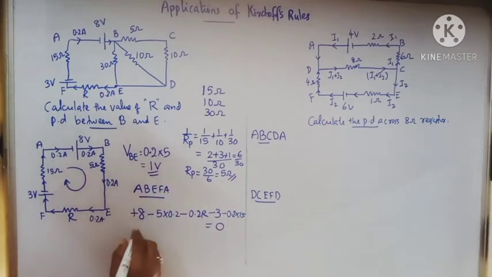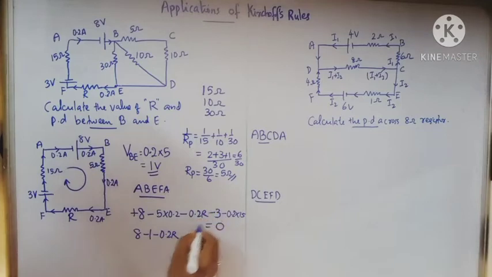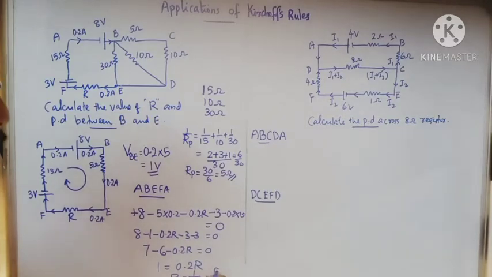How will you simplify this? 8 for 5 into 0.2 is 1, minus 1. Then we will take minus 0.2 R minus 3. 0.2 into 15 will be 3, that's minus 3, equal to 0. 8 minus 1 is 7, minus 3, minus 6... 7 minus 6, minus 0.2 R is equal to 0. Taking this to the right side, 7 minus 6 is 1. 1 is equal to 0.2 R. What is R? R is equal to 1 by 0.2. This is 5 ohms. So we got the value of R, that is 5 ohms.